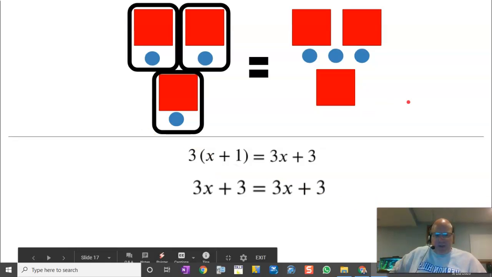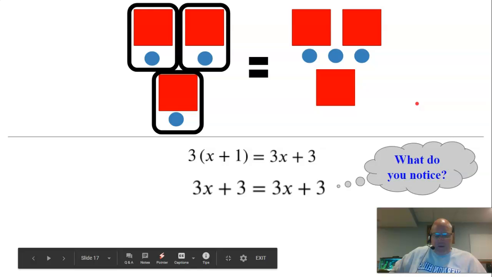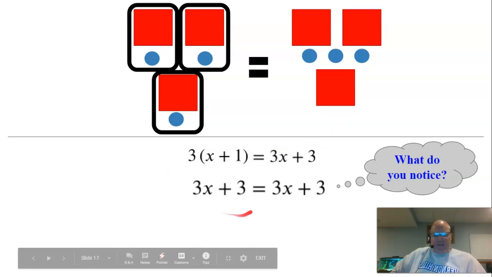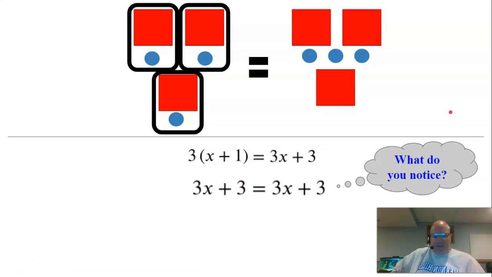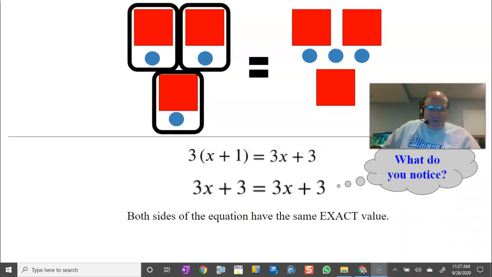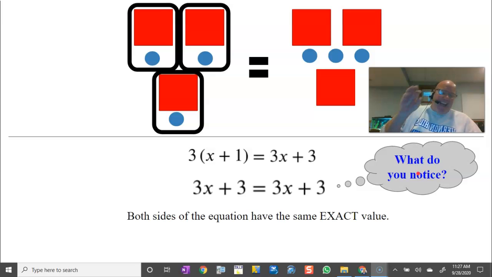And, well, wait a second here. Something interesting has just happened. 3x plus 3 is equal to 3x plus 3. We have the exact same expression on both the left and the right. Well, how do I interpret that? I can interpret that by saying that both sides of the equation will have the exact same value no matter what value I put in for x.